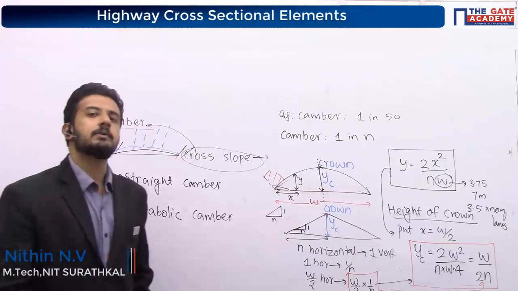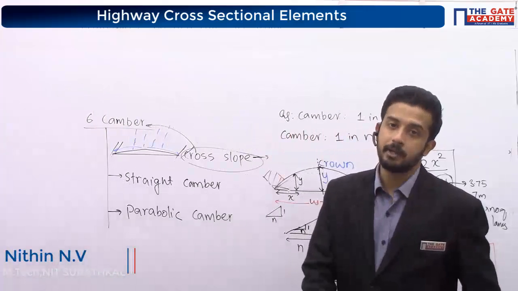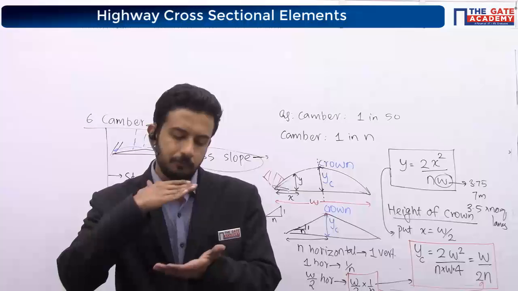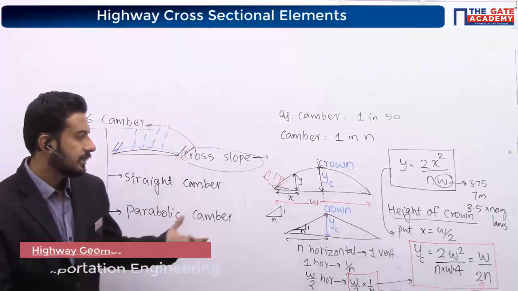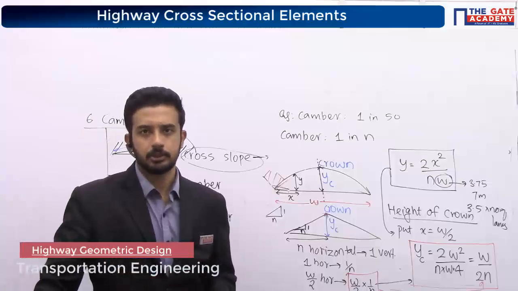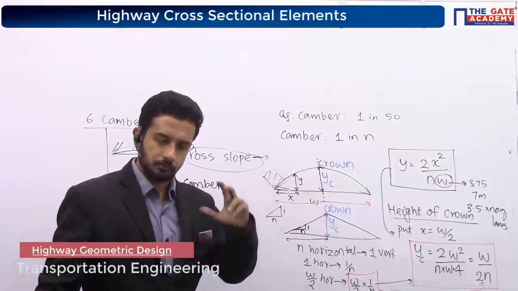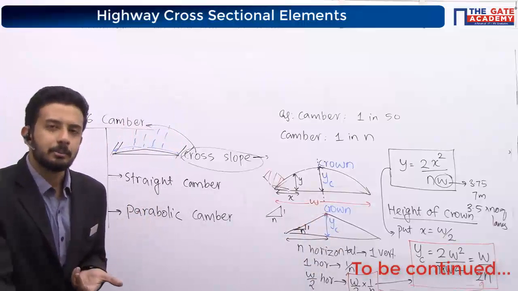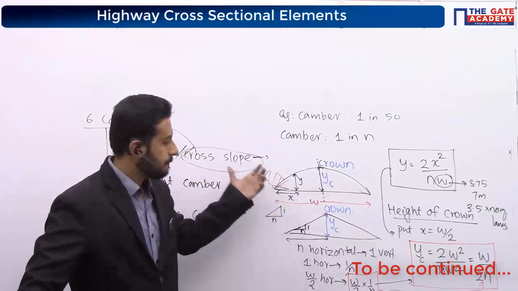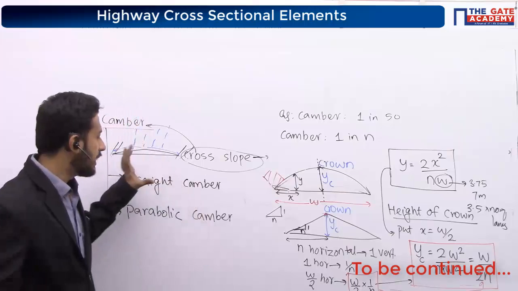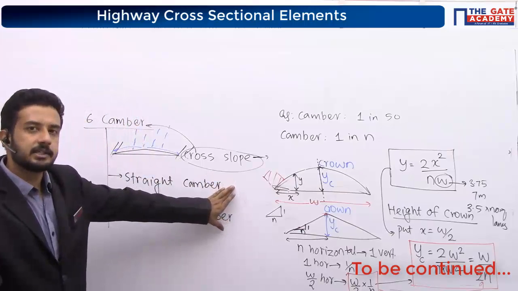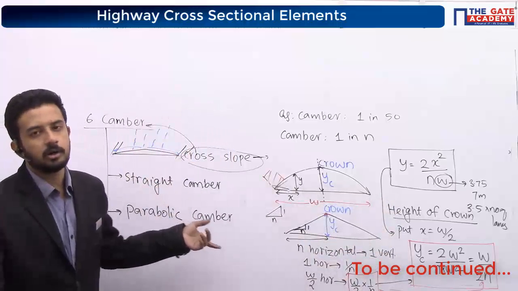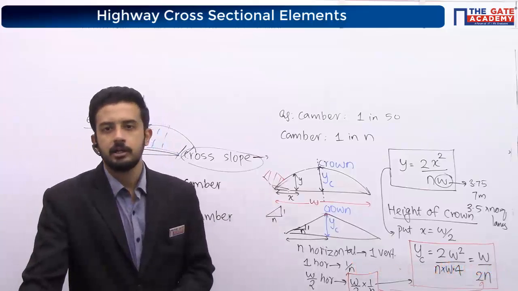Whatever the shape of our camber, they will not give you the combined shape in questions. If they are giving a combined shape, we have to split it into 2, calculate separately, then add them. So it will be a lengthy question. For your interview purpose only, I mentioned the combination shape. No need to mention in the question whether it is a parabolic camber or a straight line camber. Whatever it is, if they are asking for the height of the crown, the final equation is W by 2n, whether it is a parabolic camber or a straight camber. Okay, remember W by 2n.